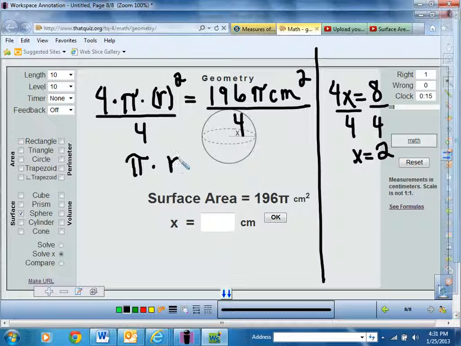times our radius squared. And again, these are basically 7th grade skills being put into high school math, because these are multi-step equations. Now, this is a two-step equation, but that skill was a 7th grade and 8th grade skill. So now we come forward. So now you have to divide 4 into 196.